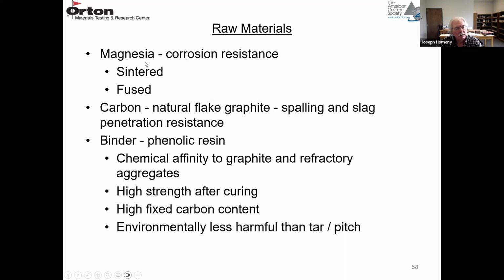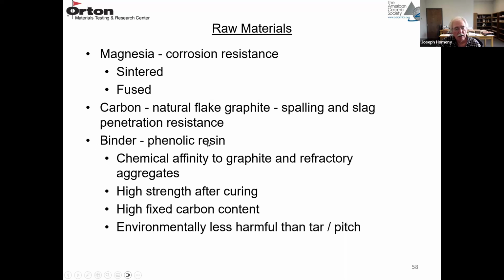And you have the sintered version of magnesia or the fused version. And again, the fused version is going to be dense, large crystal size, and it's going to be more corrosion resistant than the sintered version, and it's going to cost more in the fused version. Carbon is usually a natural flake graphite. That provides thermal shock resistance and corrosion resistance.